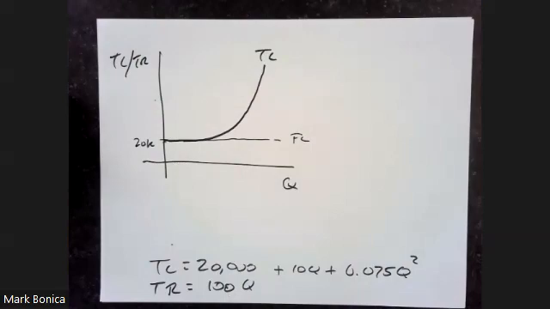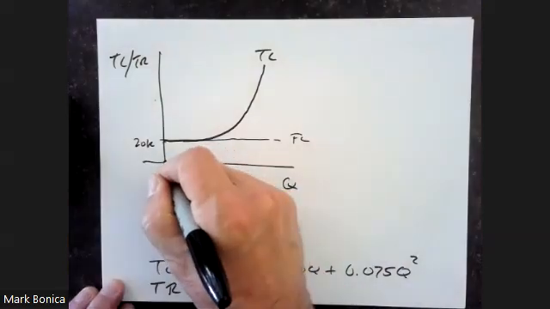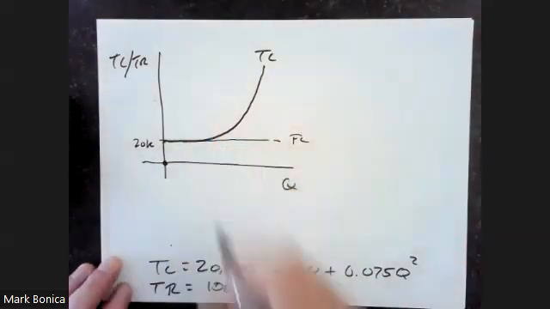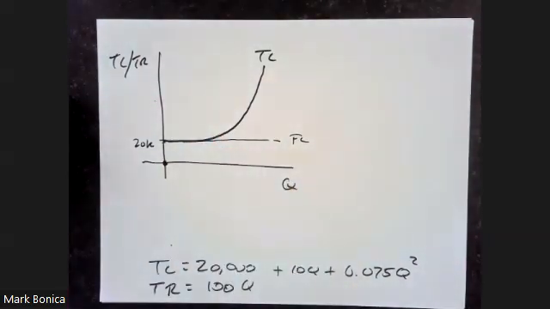So the total revenue function is going to start here at 0, right? And what's that line going to do? I'm going to draw this total revenue line. Is it going to go up or down? It's a positive number, right?